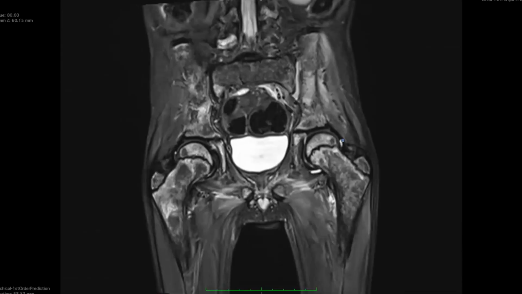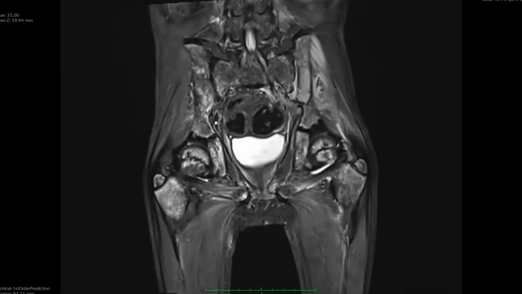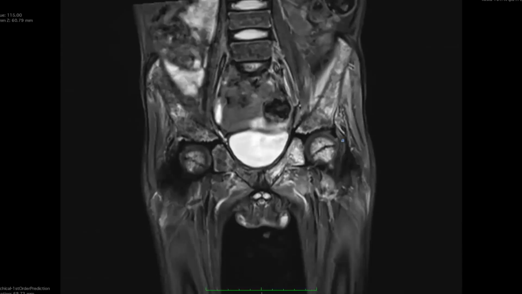With these findings, the differential list is wide. I would like to see other images also. If possible, I can see a T1 image.